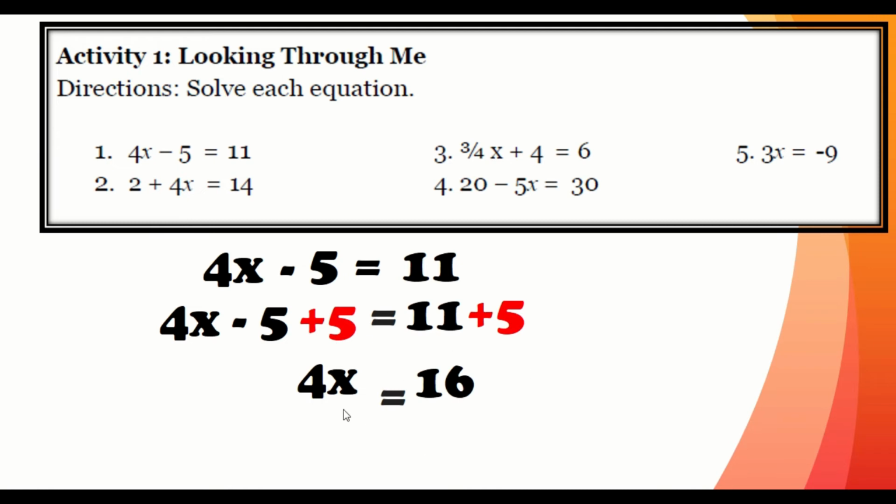Since 4x means 4 times x equals 16, we will divide both sides by 4 so that the 4 is removed. Only the x will remain. So, we will have x equals 4.